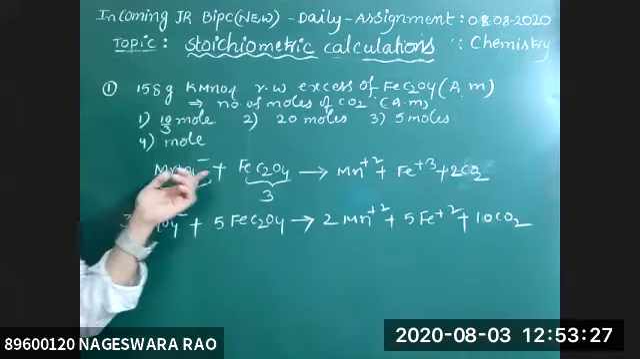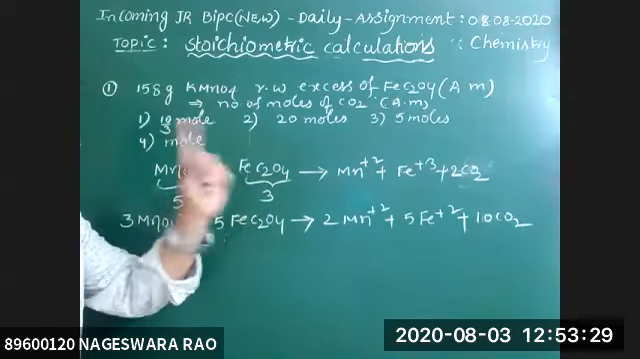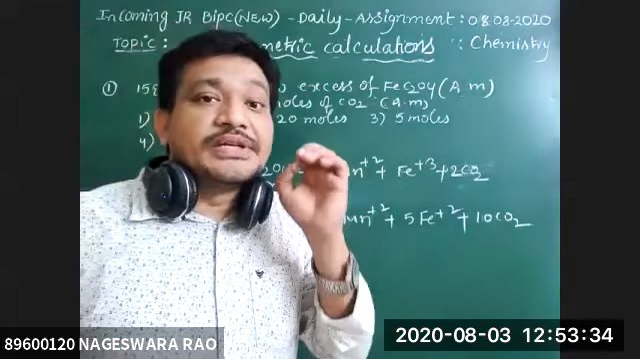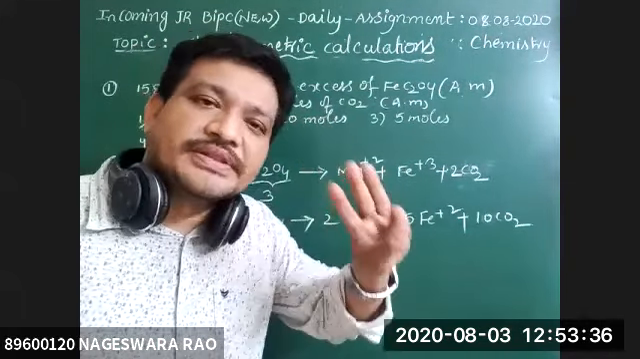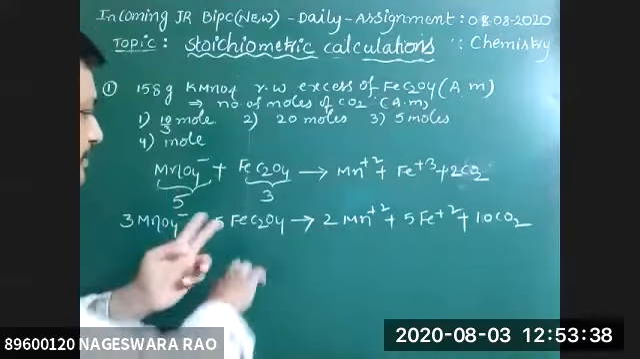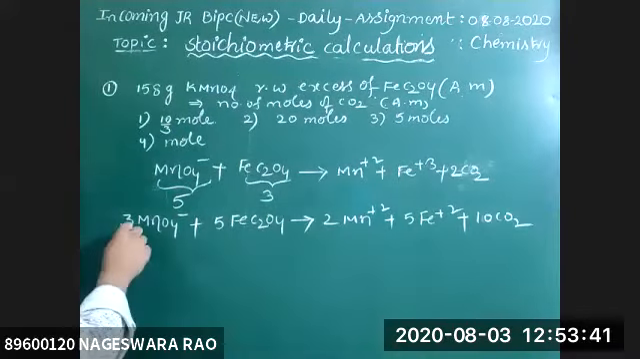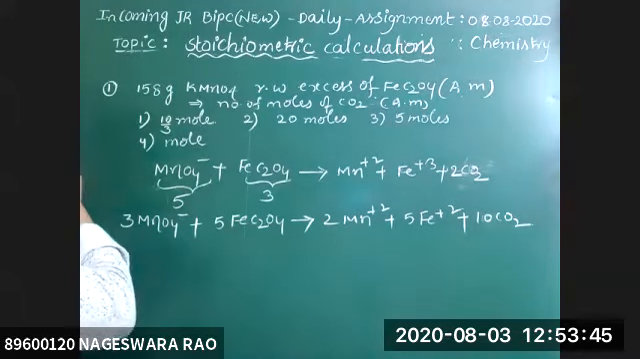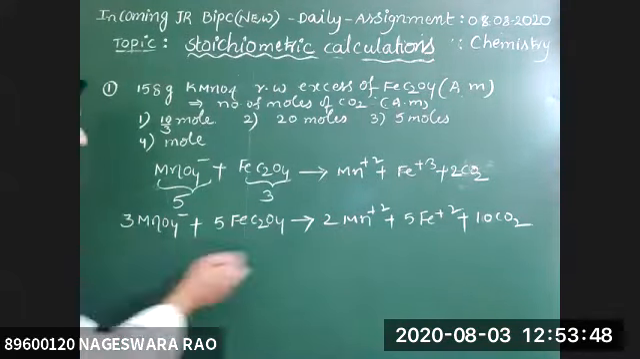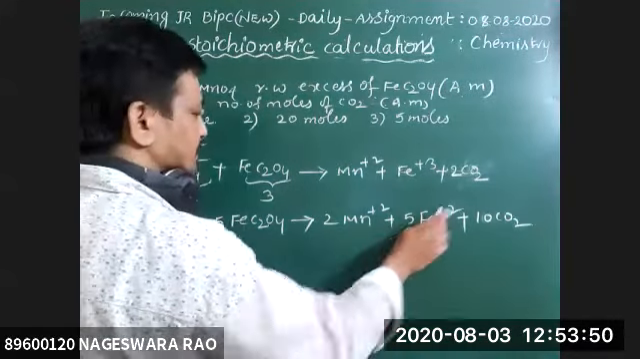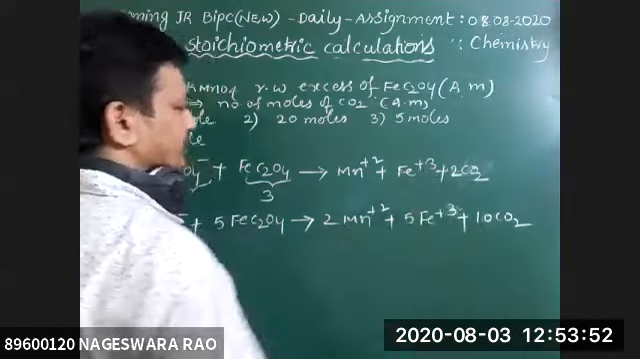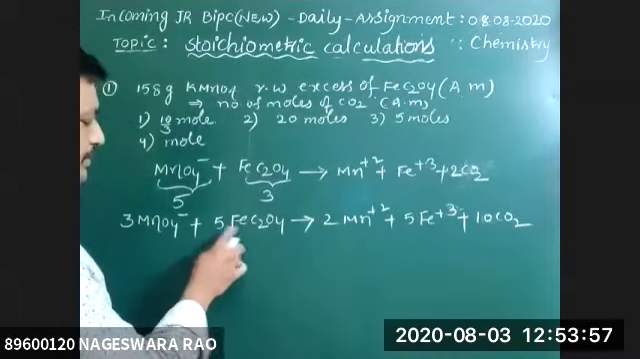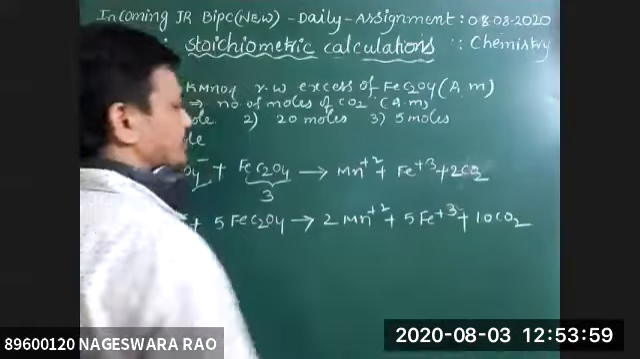MnO4 minus with ferrous oxalate. Here iron plus 2 converts to iron plus 3, so 1 electron is transferred. The oxalate ion always transfers 2 electrons. Total electrons are 3 here and 5 there. Cross multiply: 3 MnO4 minus plus 5 FeC2O4 convert to 3 Mn plus 2, 5 iron plus 3, plus 10 CO2. Here 10 carbons are there, 5 into 2, so 10 CO2 molecules are formed.